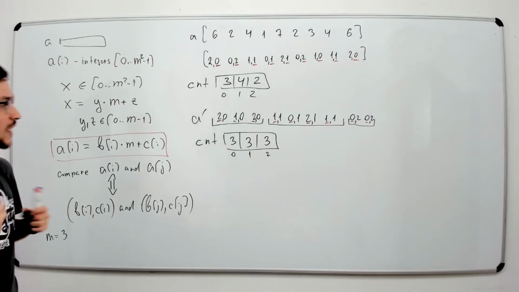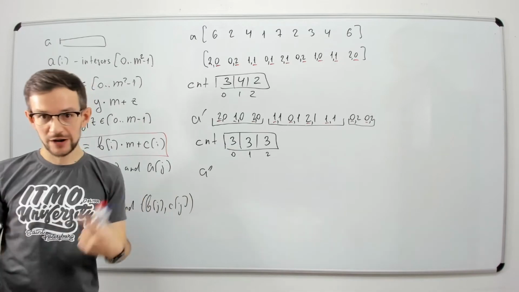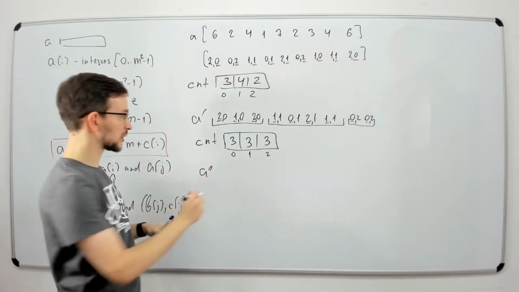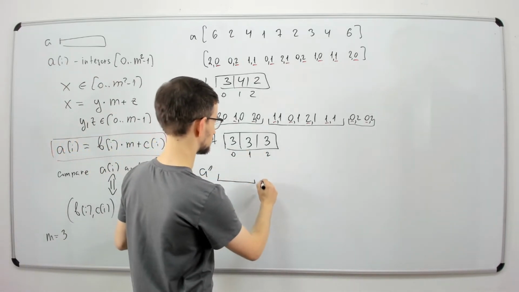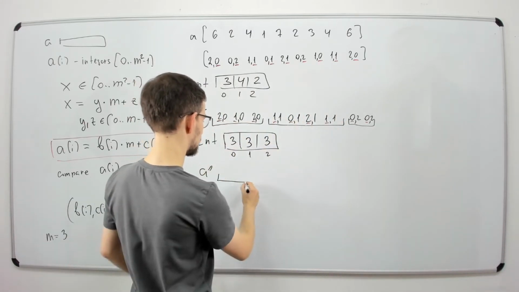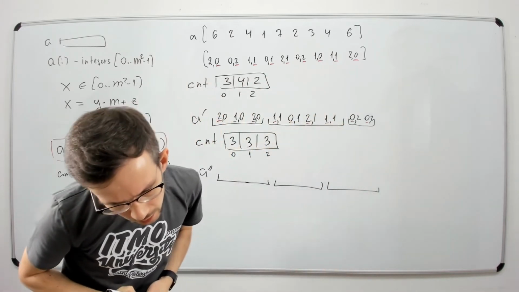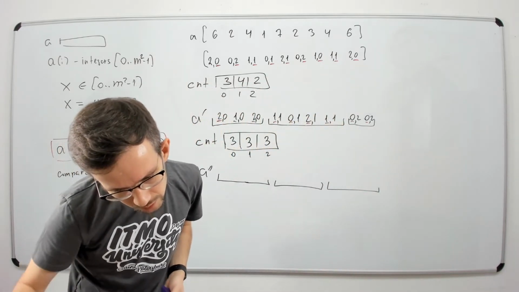Stability. Okay, so what happens now? We create the same array, split it into 3 buckets of size 3. So we have 3 elements here, 3 elements here, 3 elements here.